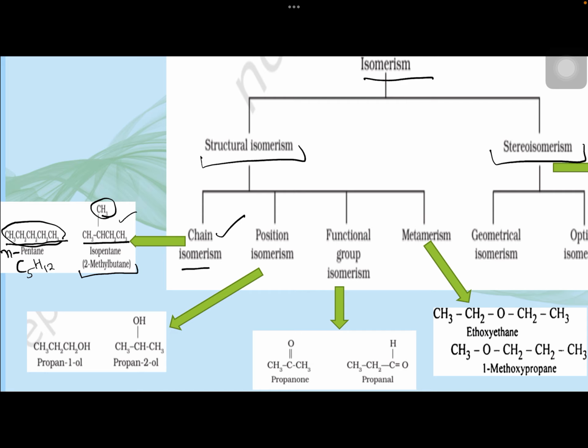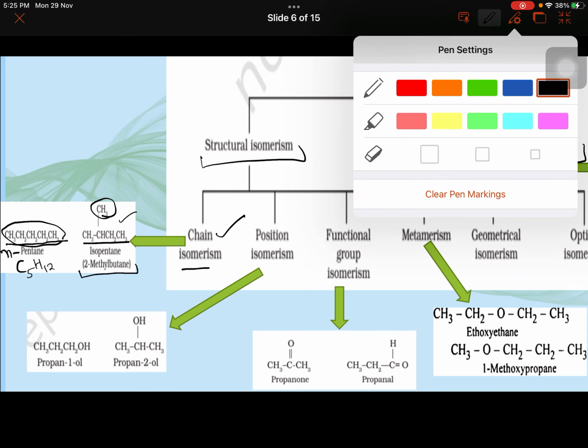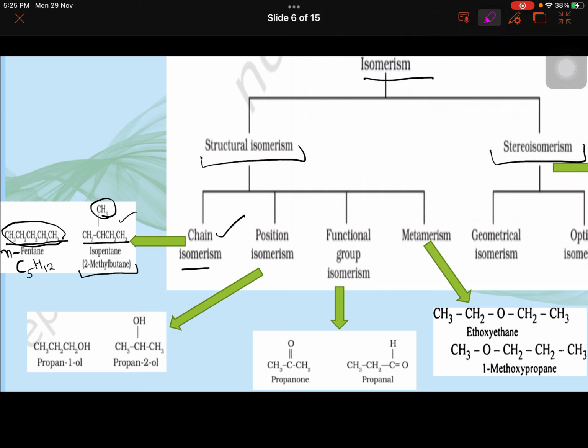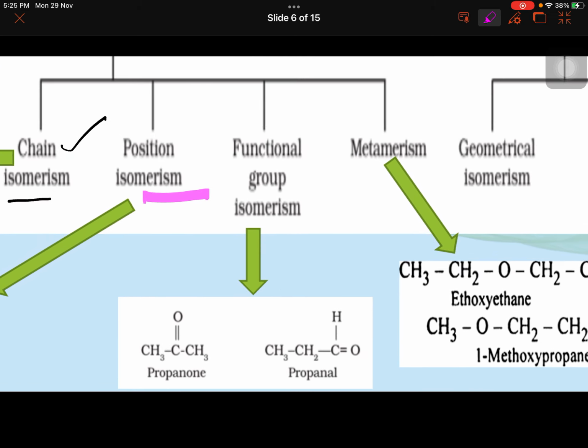Next is position isomerism. What happens in position isomerism? You have propan-1-ol and propan-2-ol. So you can see very clearly that the position of the functional group is different. Here it is on the first carbon, here it is on the second carbon. So they are position isomers, they exhibit position isomerism. That means the position of the functional group will change.